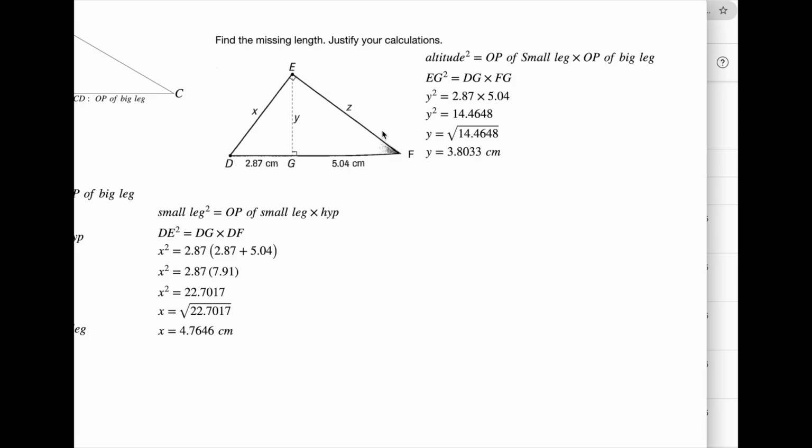Then to find z, big leg squared is equal to the orthogonal projection of the big leg times the hypotenuse, which is EF squared is equal to FG times DF, FG, the orthogonal projection of the big leg onto the hypotenuse, times the whole hypotenuse, which is 5.04 times 7.91, which is 39.8664. Take the square root of both sides. Z is equal to 6.314.